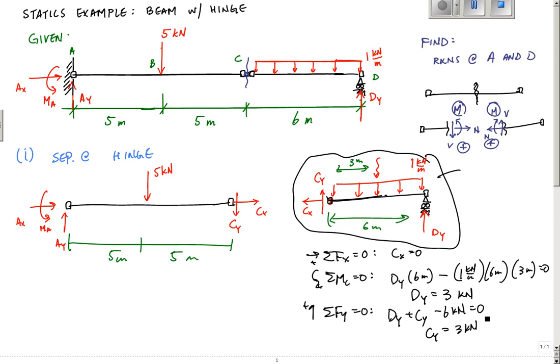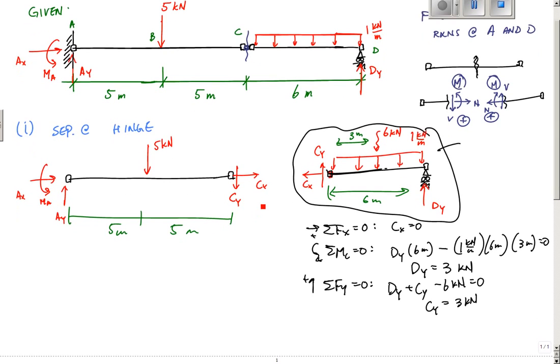Another thing to look at here is that the loading is symmetric and the structure is symmetric, so I know dy and cy are going to be equal to each other, and they're going to be half of this resultant, which was 6 kilonewtons. So 3 and 3. So I know Cx, I know Cy now.